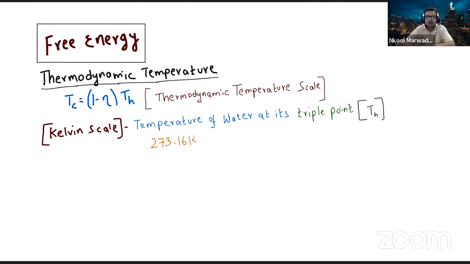So the Kelvin scale, we are very familiar with that in chemistry. In most of the numericals, you will be dealing with a temperature either in degree Celsius or in Kelvin. And in the Kelvin scale, the temperature of water at its triple point is treated as the Th. And the thermodynamic temperature scale, this formula, so this is very clear to us. Now we will be discussing free energy and spontaneity.